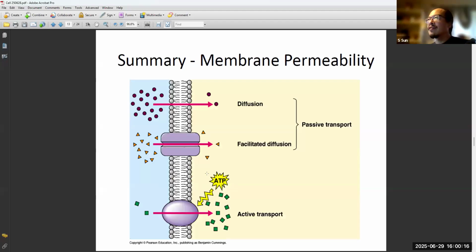All right. So this summarizes the molecule movement across a cell membrane, and these molecule movements across the cell membrane determine membrane permeability. So it's not like a physical wall where nothing goes through. It allows lipid soluble stuff to go through by free diffusion. It allows water soluble stuff to go through by facilitated diffusion. It can also do active transport.